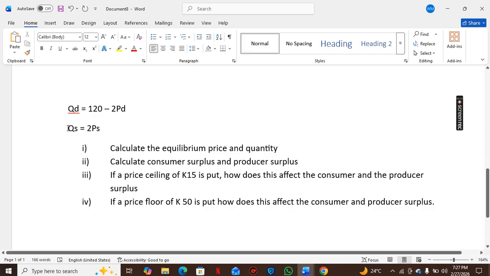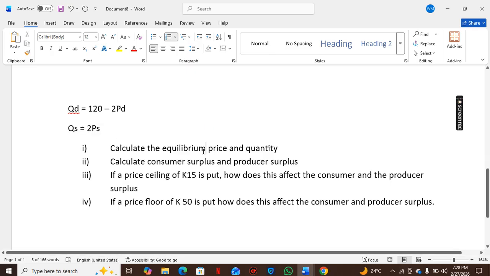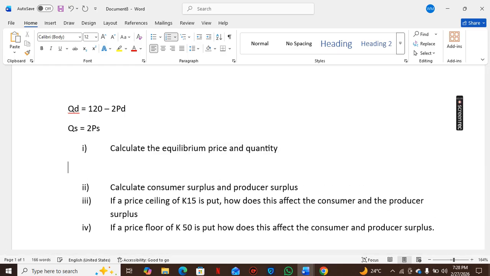Then with supply, we've got this positive relationship here. If the price of the good increases, quantity supplied also increases. If the price of the good drops, supply is also going to drop. Law of supply: positive relationship between price and quantity supplied, holding other factors constant. So the first thing they're asking us here is to calculate the equilibrium price and quantity.